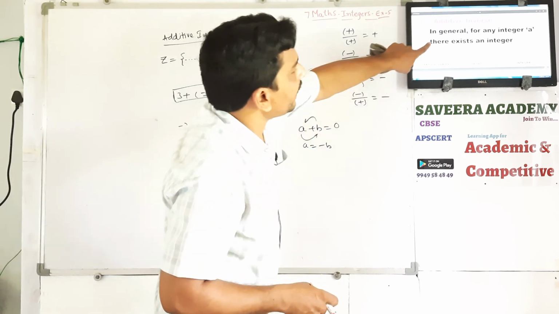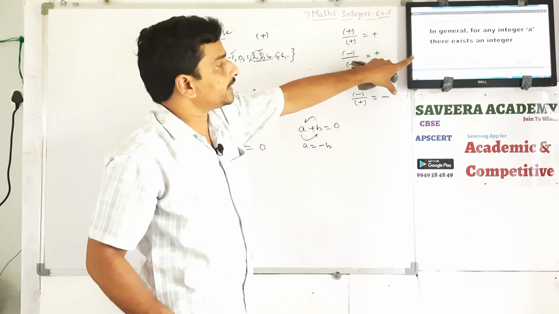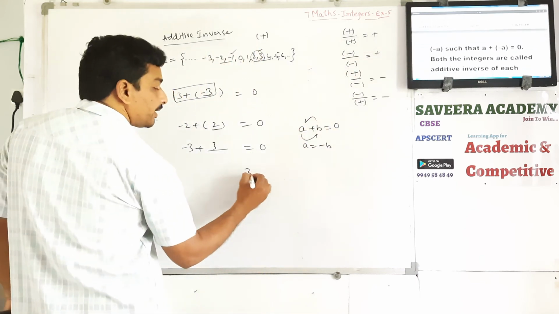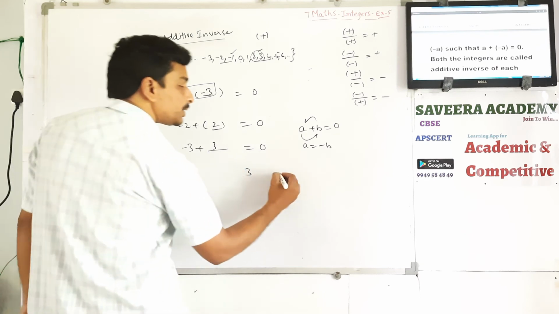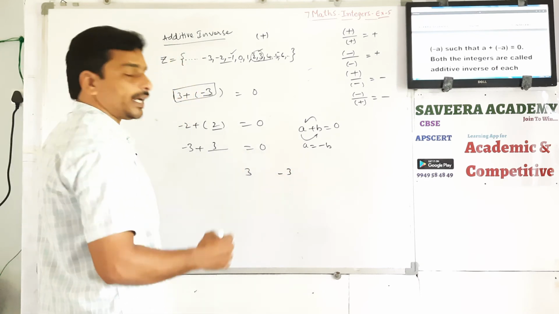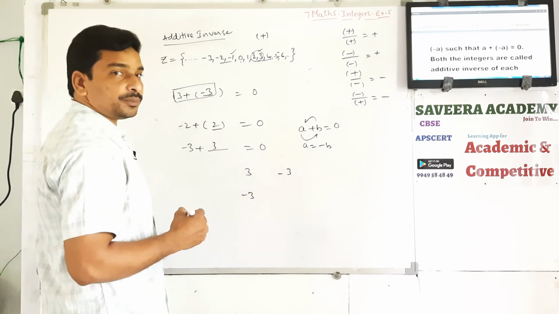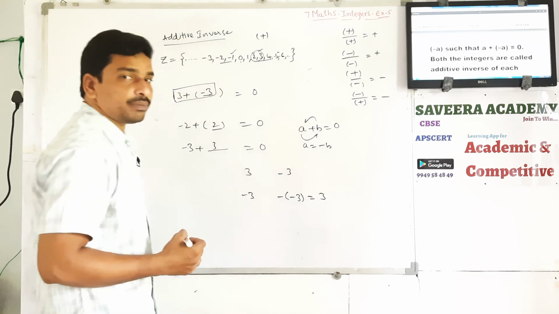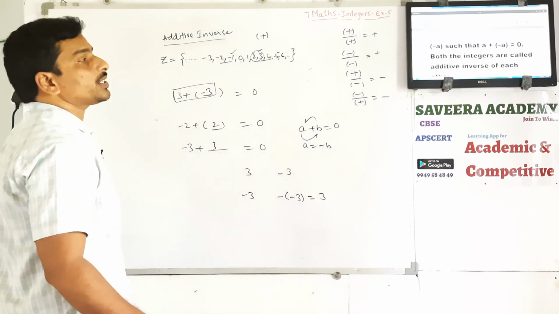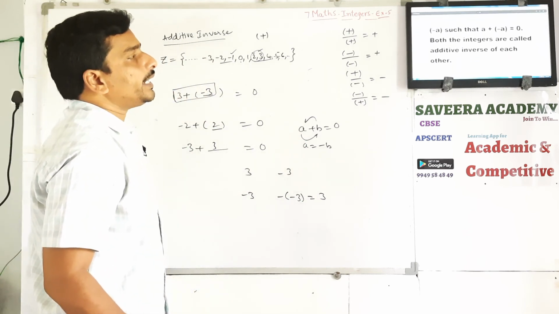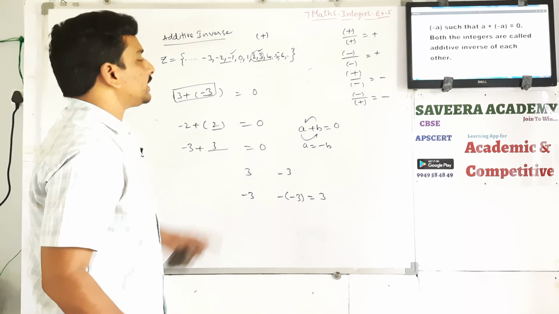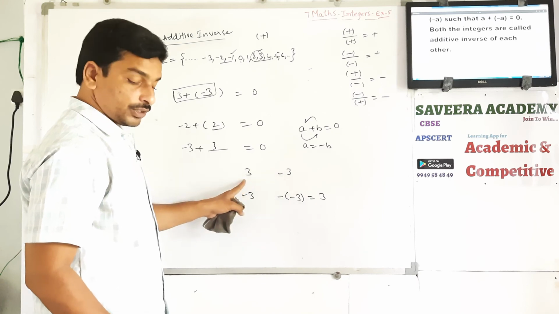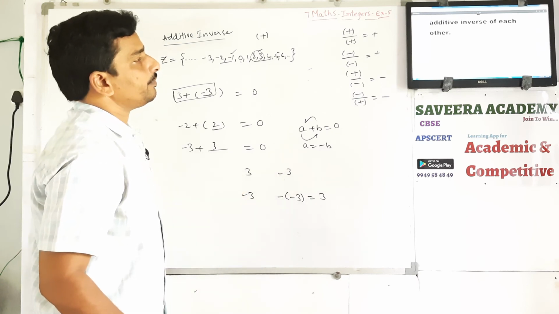Here, in general for any integer a, there exists an integer minus a. Suppose a number 3 is given to you, what is the additive inverse? Minus 3. You have to multiply with minus. Suppose I gave you minus 3. What is the additive inverse? Minus of minus 3, that is equal to plus 3. Plus 3 is the additive inverse. You have to understand. Both the integers are called additive inverse of each other. So 3 is the additive inverse of minus 3, and minus 3 is the additive inverse of plus 3.